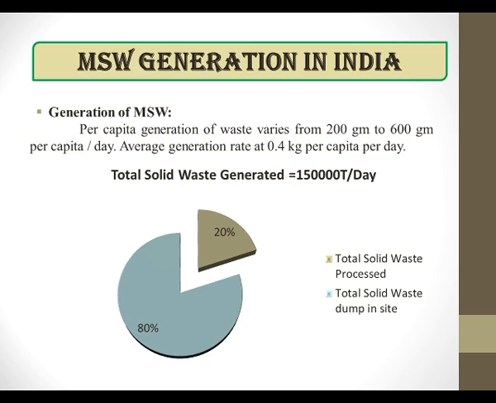Out of the total, approximately 90%, like 1.35 lakh ton per day, is collected. Out of the collected waste, 20%, 27,000 ton per day, is processed, and the remaining 80%, that is 1,08,000 ton per day, is going to the dump site.